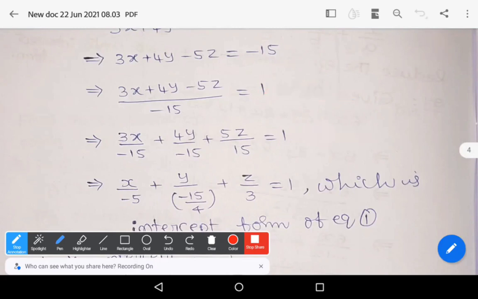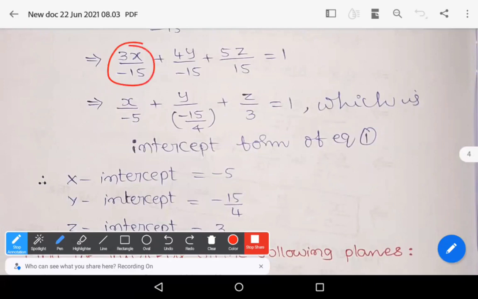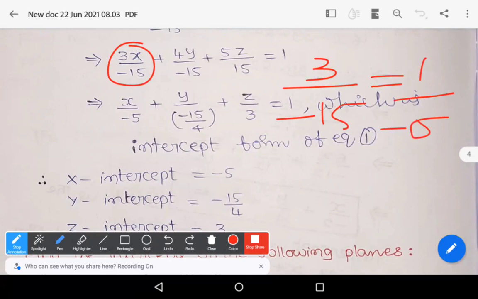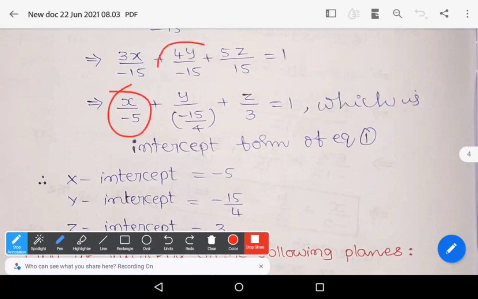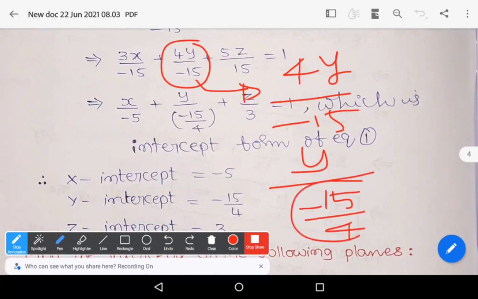3x by minus 15 plus 4y by minus 15 plus 5z by 15 is equal to 1. And again, shift it into this form. So what is 3 by minus 15? You get 1 by minus 5. So this is x by minus 5. But for 4y by minus 15, here you must observe this. This can be written as y divided by minus 15 by 4. By shifting the denominator into the numerator, you get again 4y.